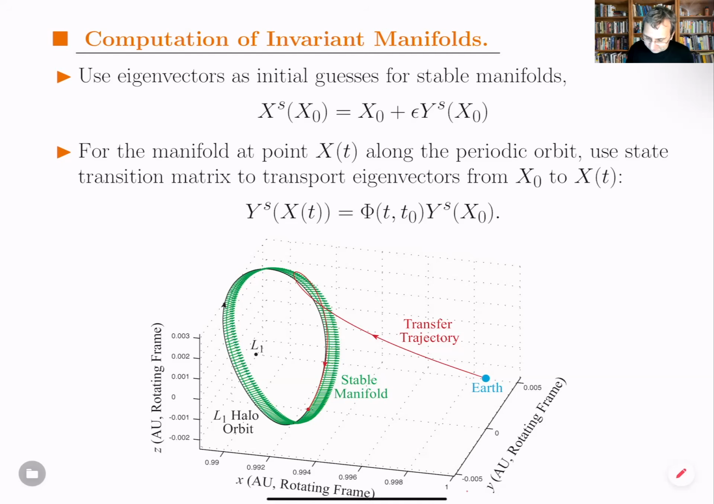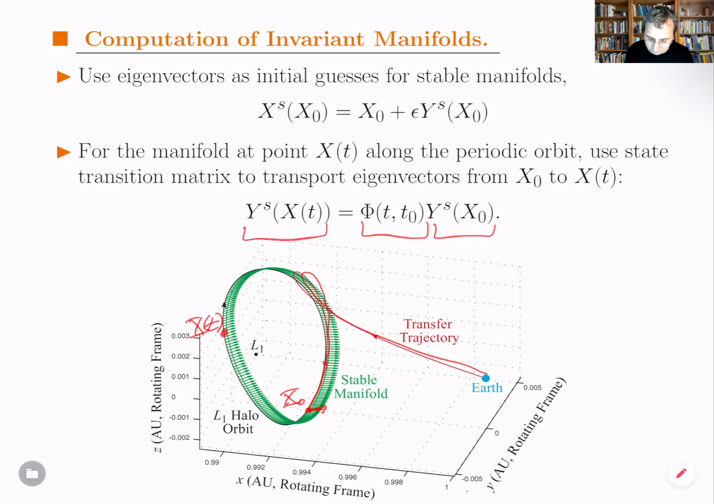So if you have, say, x naught, then you can look along a small bit along the stable manifold, integrate that backwards, and you get this red trajectory. If you wanted to get something at another point, let's call this x of t, then you could get what the stable direction is corresponding to that point just by using the state transition matrix. So this is the stable direction at x naught.